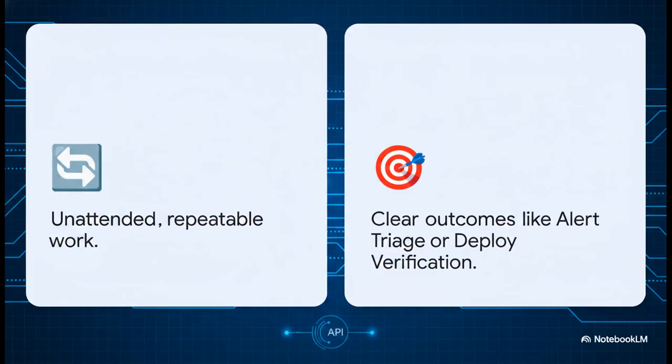Routines are just absolutely perfect for unattended, repeatable work that's tied to clear outcomes. Imagine this, an alert triage routine. Your system monitoring tool spots an error and automatically triggers your routine via the API. Claude instantly pulls the stack trace, correlates it with your recent GitHub commits, and actually opens a draft pull request with a proposed fix. By the time you wake up, pour your coffee, and open your laptop, the on-call review is literally already prepped. Or imagine a nightly backlog maintenance routine that auto-labels and assigns issues while you sleep. No way you'd want to do that manually anymore.